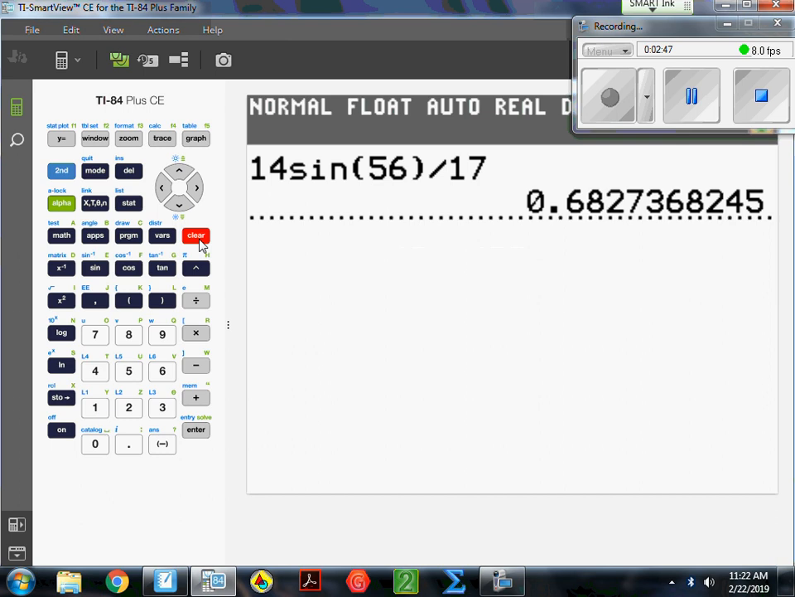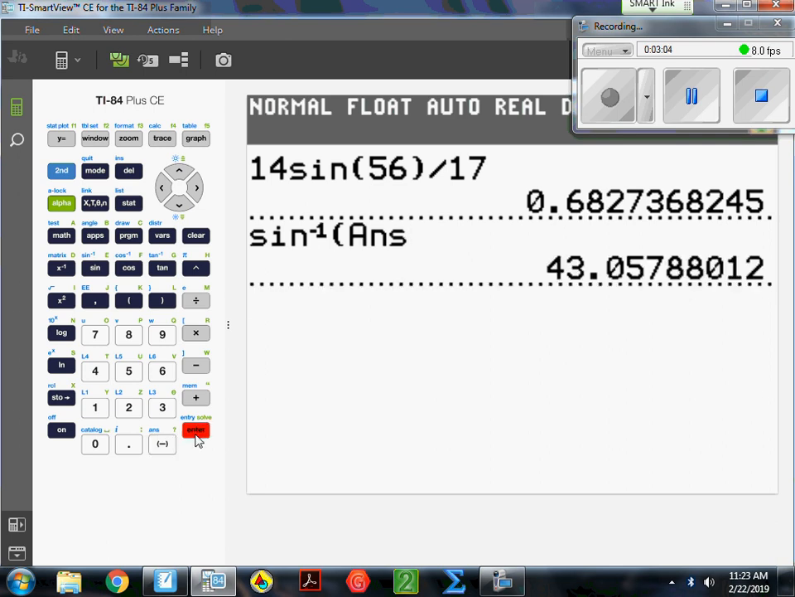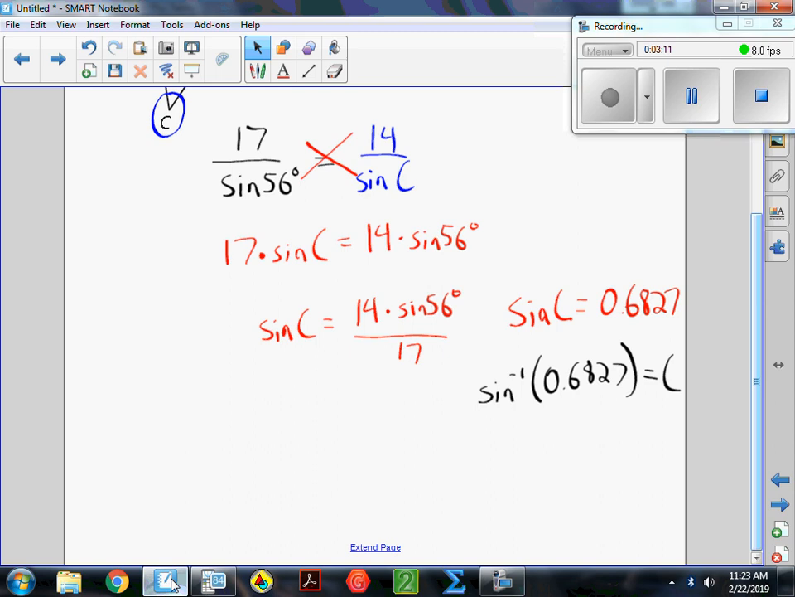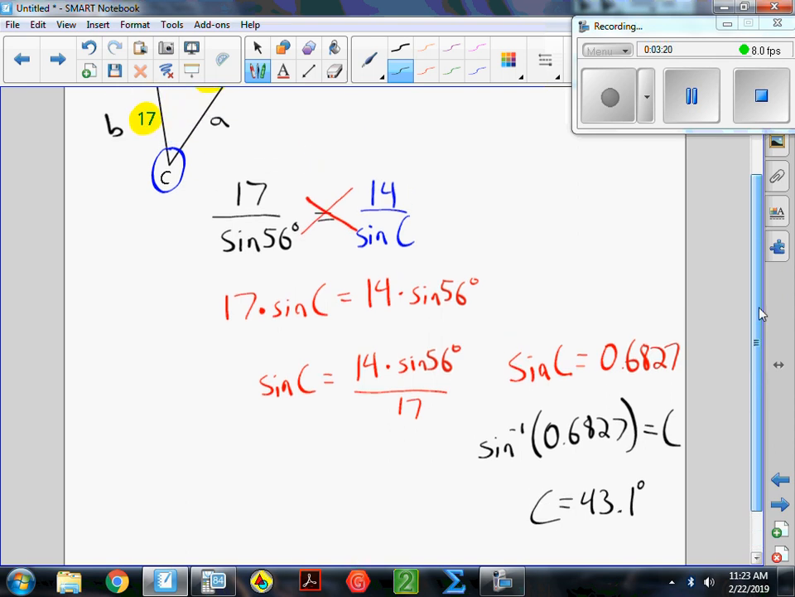On some calculators where you can't press the up arrow, you can press second sine, and then you need to bring up the previous answer. So second and the negative sign on most calculators brings up the previous answer. So I'm taking the inverse sine of that ratio, and I get 43.058. So when I round, 43.1 degrees. So if I go back up to my triangle, I can put in that 43.1.